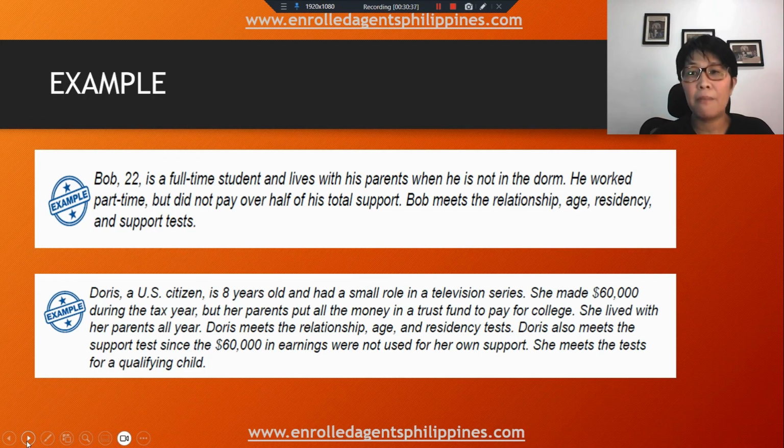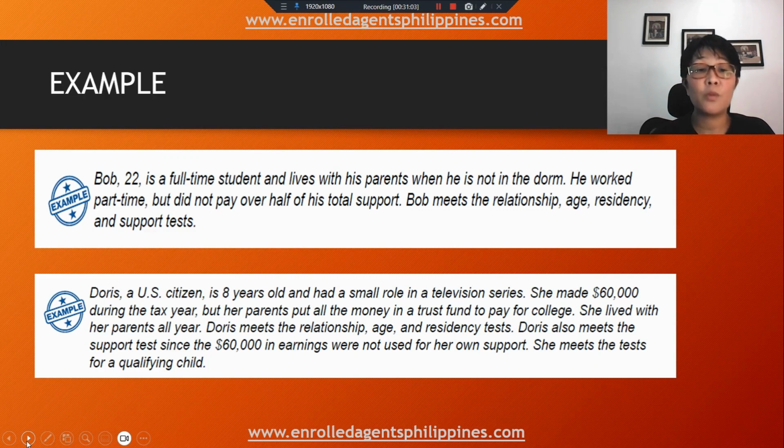No? So, mga bata pa, nagtatrabaho na. But her parents put all the money in a trust fund to pay for college. She lived with her parents all year. Doris meets the relationship test, kasi anak. No? Siyempre, anak siya, as in biological child. Age, no? Ano age ba niya? 8 years old pa lang. So, kumbaga, pasok pa siya dun sa age test. Residency test, no? Pasok din siya.